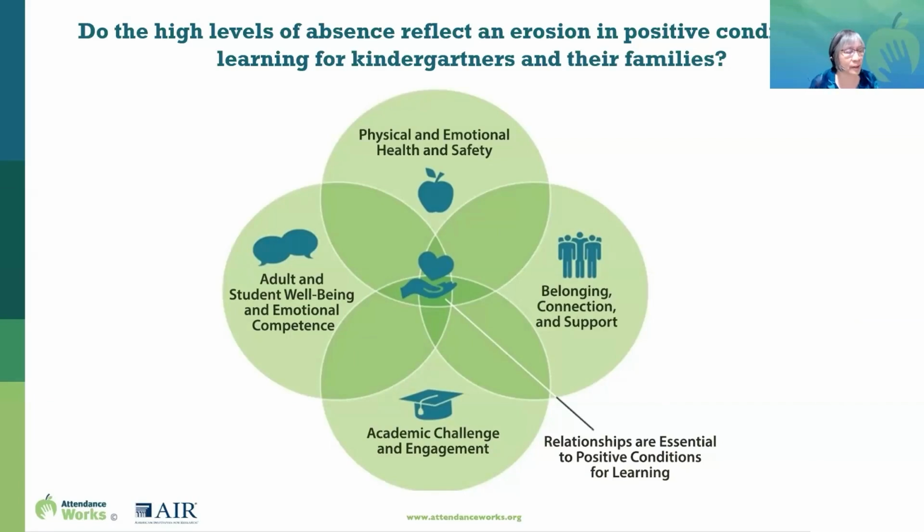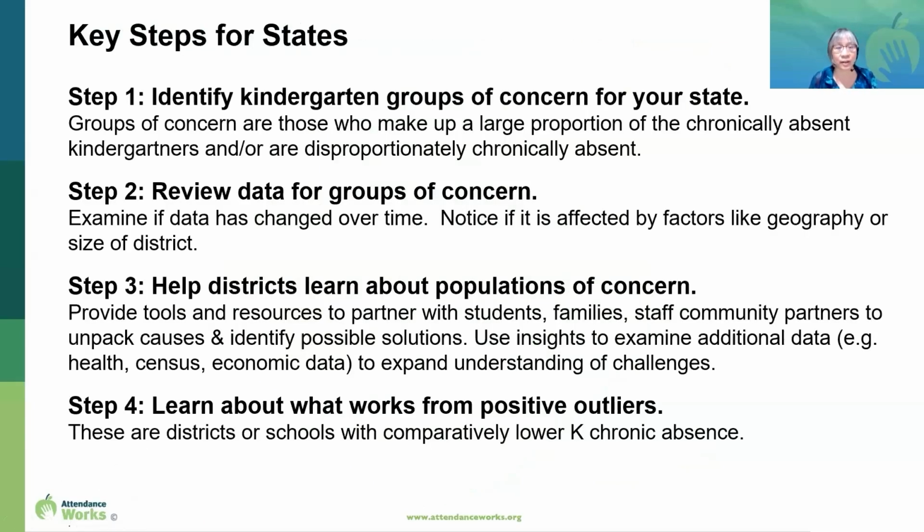So if you go to the next slide, I want to suggest a few steps for how you can conduct root cause analysis. You might do it for states, or if you're working at a community level, you can do it for your community. Step one is to find out which groups of kindergartners you're concerned about. This is looking for demographic groups. And then you want to look at that data to understand what's been happening with that group. And you can use chronic absence data.